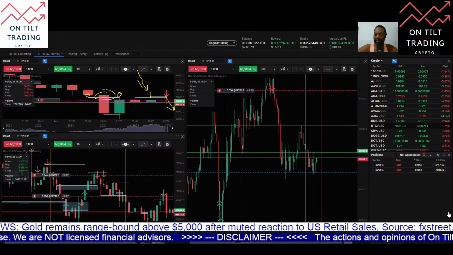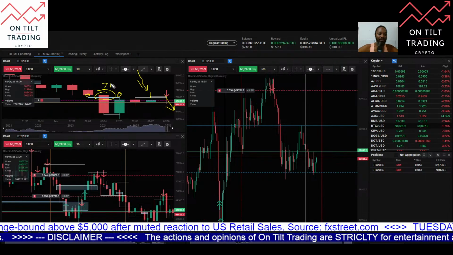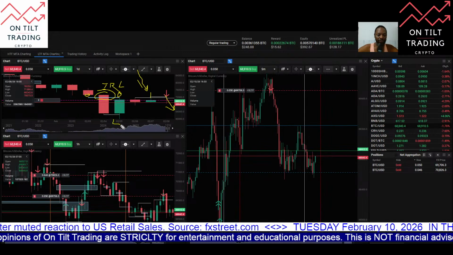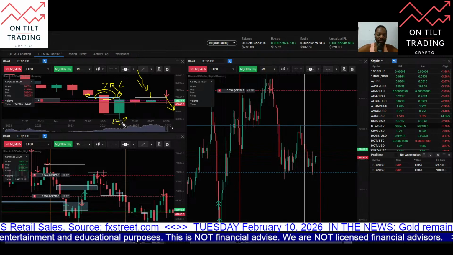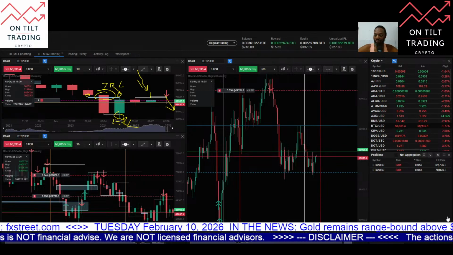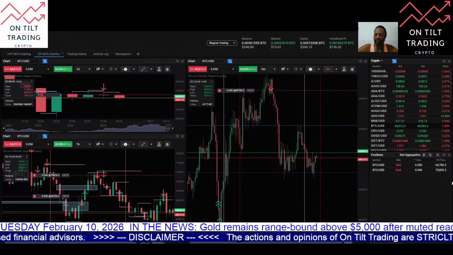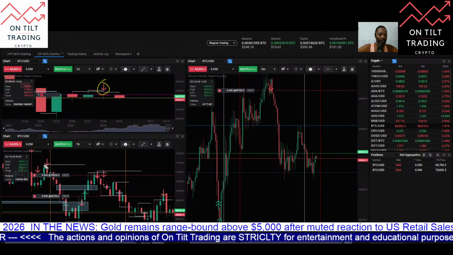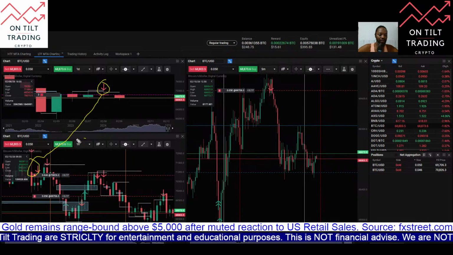This is internal range liquidity right here, and my target is external range liquidity, which is this swing low right here. So this is my profit target for this trade here on the weekly. And again, I took this trade here, and then the equivalent to that position on the 1 hour chart is right here.